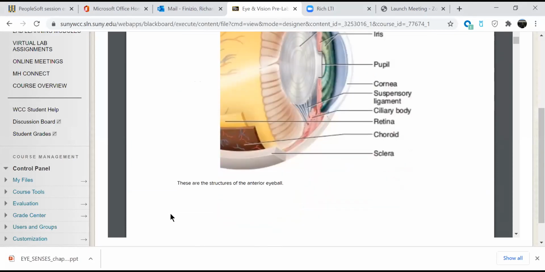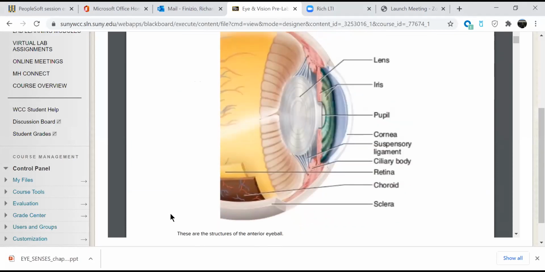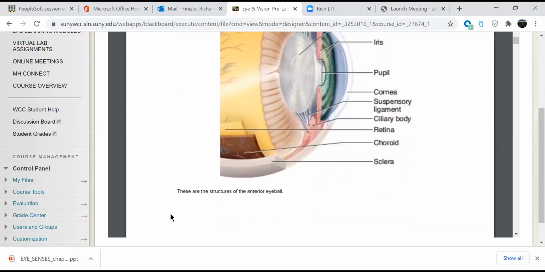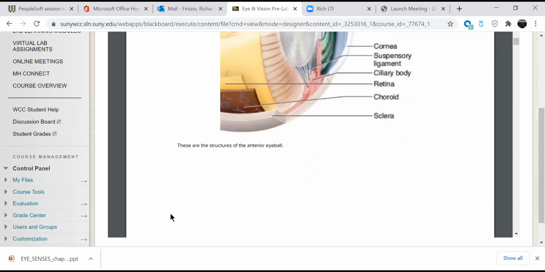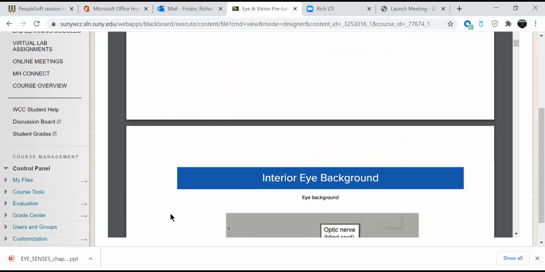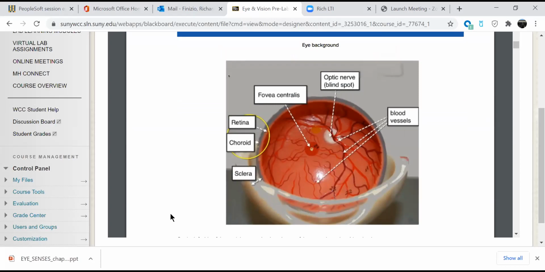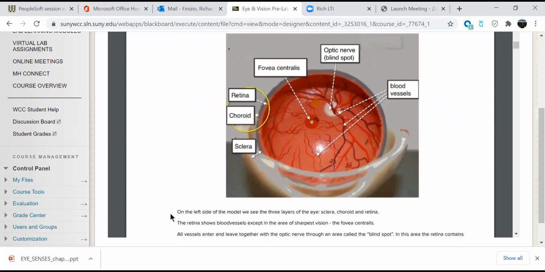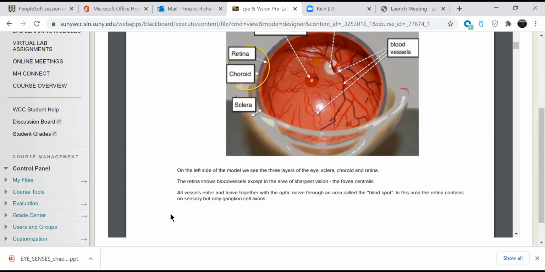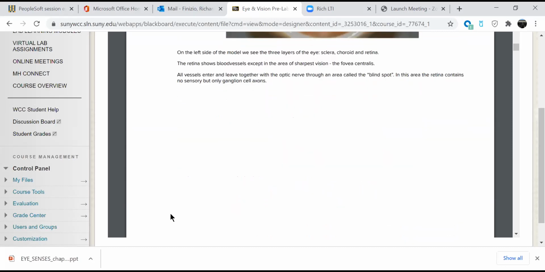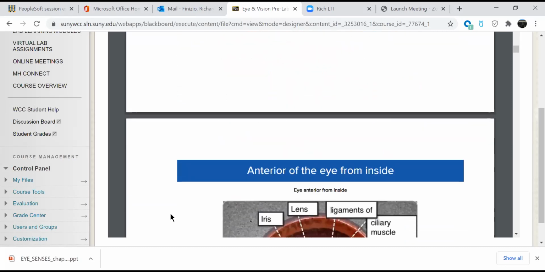So this is embedded in Blackboard. Here you have again the mid-sagittal view. This is better than the PowerPoint because it's more descriptive. You can see closer up, you can see the ligaments, you can see all the parts, the sclera versus the cornea. And then you have the cut model, and you see the blind spot versus the macula lutea or fovea centralis. You can see the layers. That's a good start, I think, when you really learn the layers: the fibrous layer, the vascular layer, and then the retina.